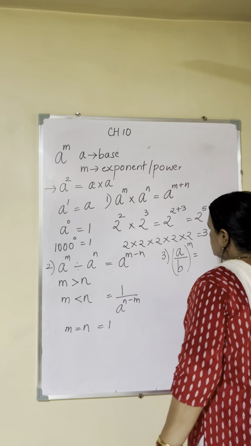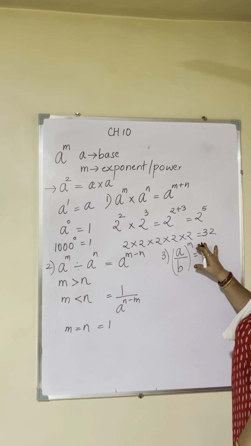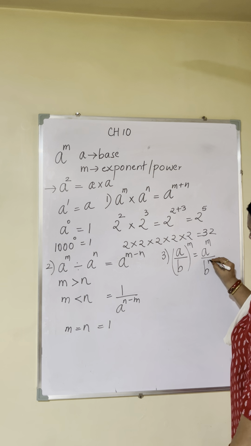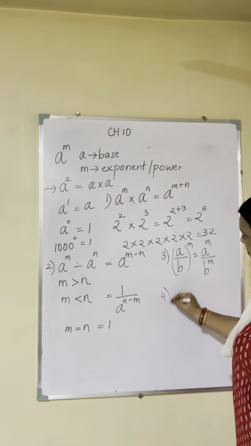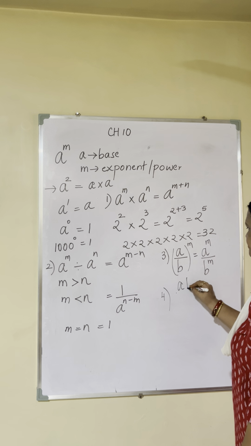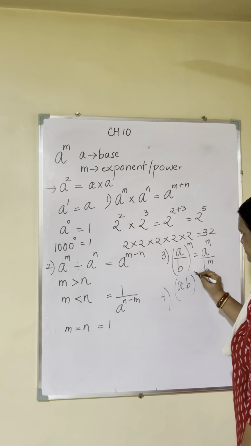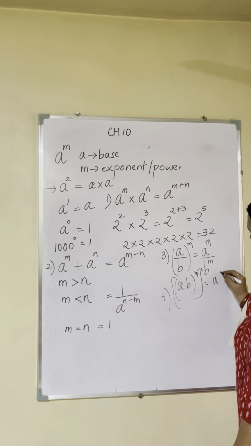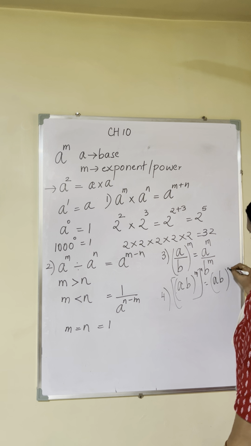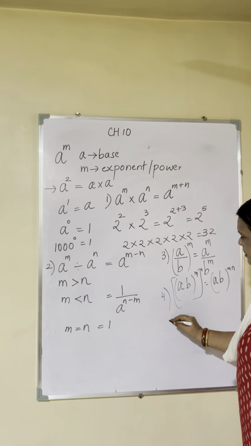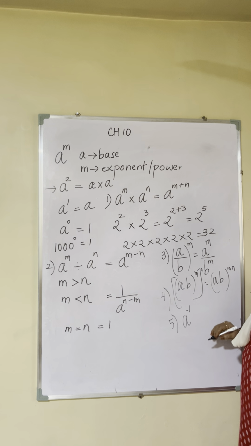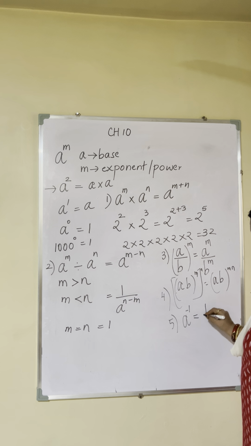How do we read this? A upon B whole raised to m. The answer is A raised to m upon B raised to m. Then, what is the meaning of A raised to minus 1? The answer is 1 upon A raised to 1.